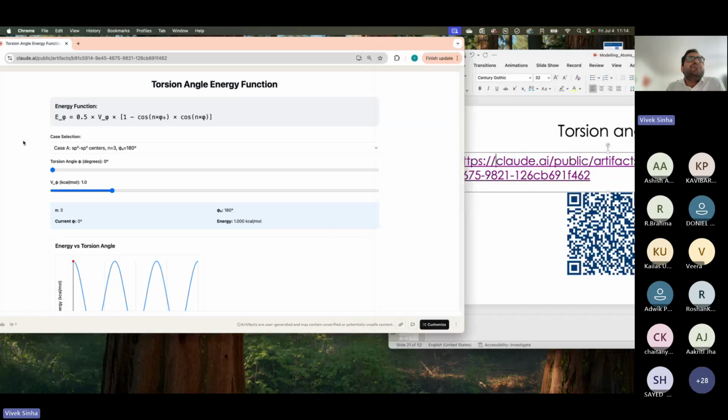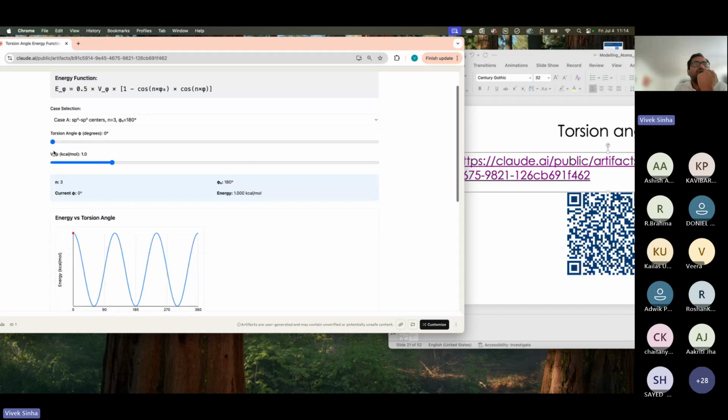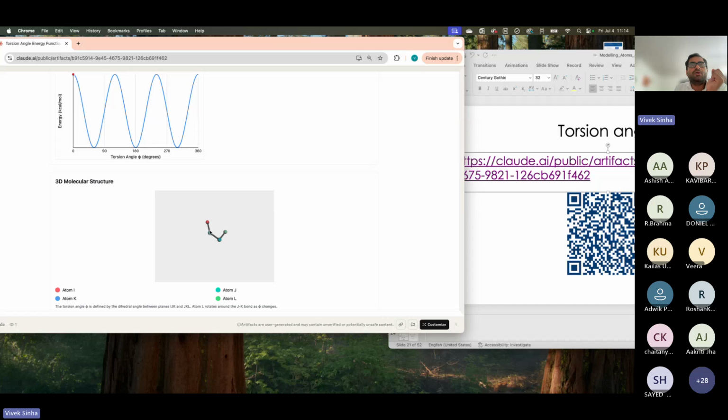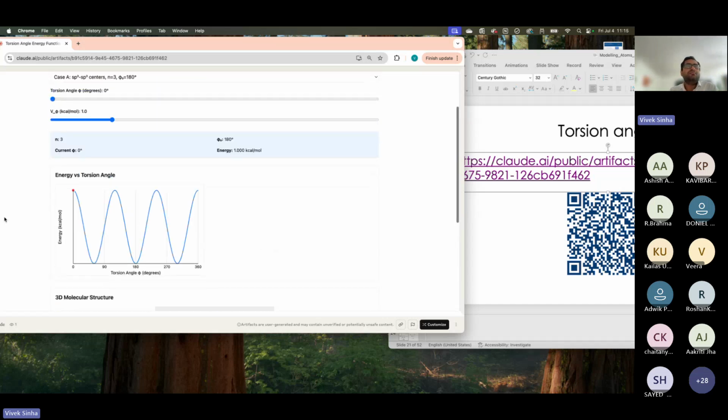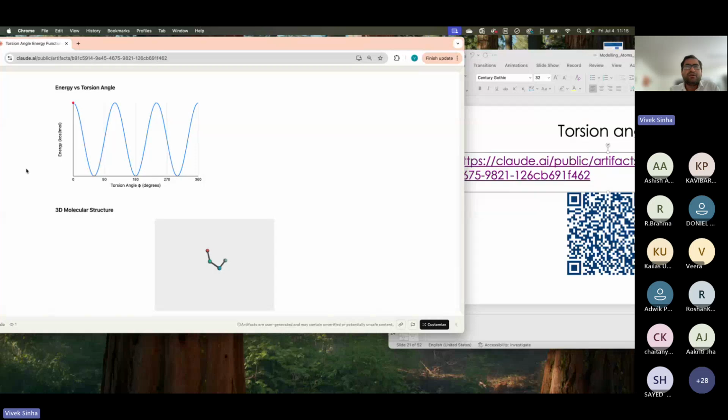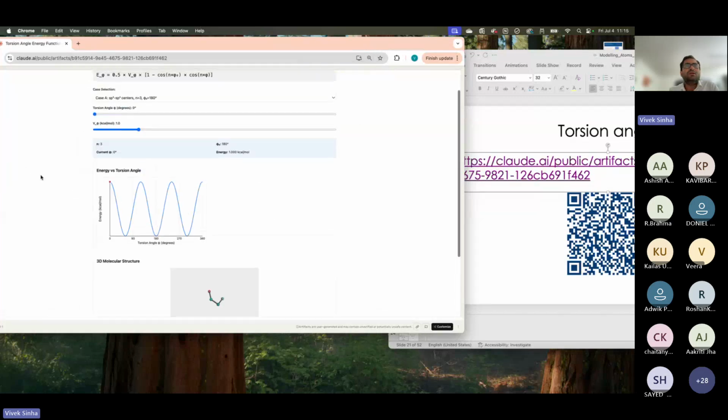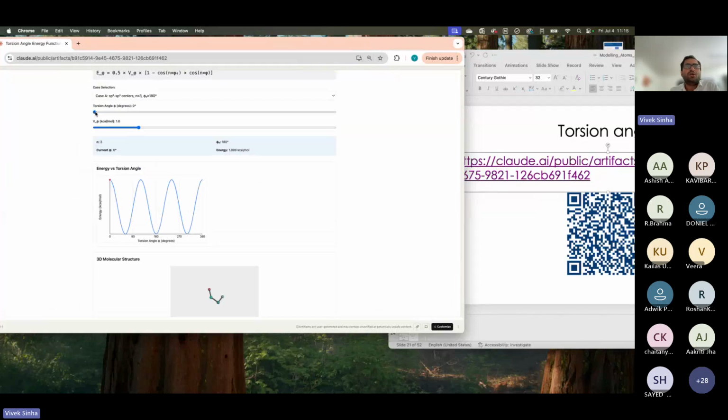So this is the representation of the torsion function, and I'll tell you what it means. Let's say you have two sp3 hybridized centers, right? So this is what your model would look like. So these are three atoms, and when you change the angle, so maybe I can fit it to one screen. So if you change the torsion angle, see how the thing is rotating. Essentially you make a plane of these three atoms, and the fourth atom is actually rotating. So that's the change in the torsional angle.